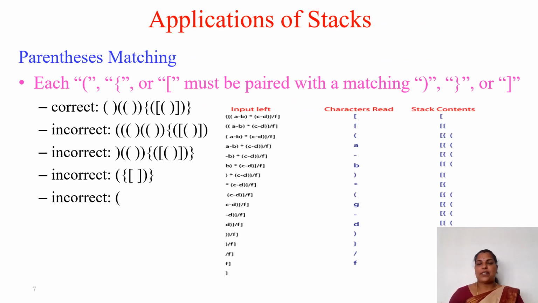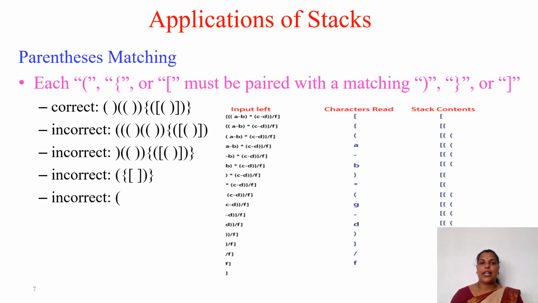Next, applications of stack. Here we are going to discuss only 3 applications, but there are many more. One is parenthesis matching. Here each open parenthesis, curly brace and square bracket must be paired with the matching close parenthesis, right curly brace and closed square bracket. We always have to use all these in order only. This way only we have to perform the parenthesis matching. Otherwise it will display some error.